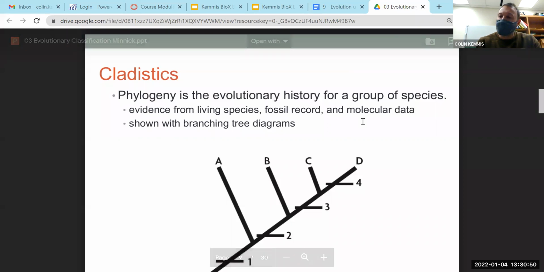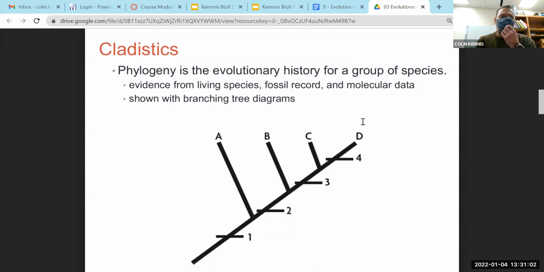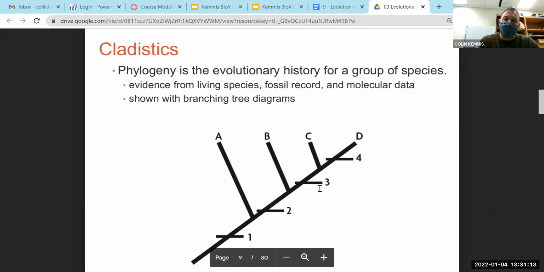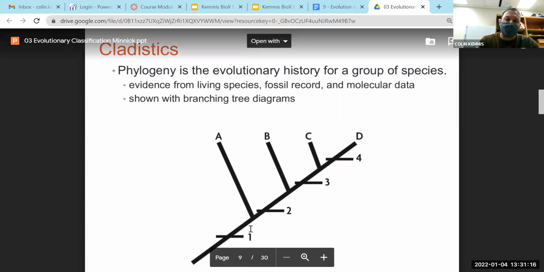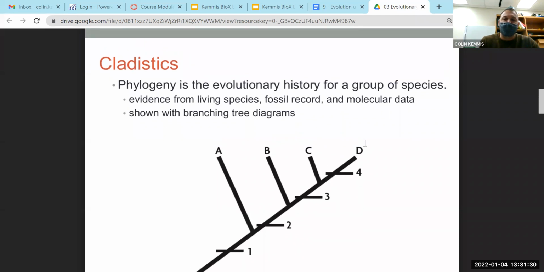Well, here you can see, let's define all those words a little bit more. Okay, cladistics is the evolutionary history for a group of species. So this is the study of how we organize living things. Here you can see the modern organisms, A, B, C, and D, and some of the traits that have been derived over time. One would be present in A, B, C, and D. The second trait would be present just in B, C, and D. This third trait and everything above it would be shown here in C and D. And this fourth trait is unique to this character here.